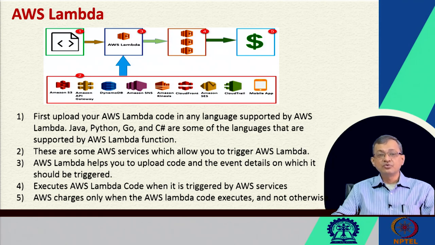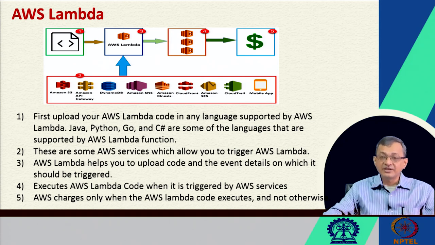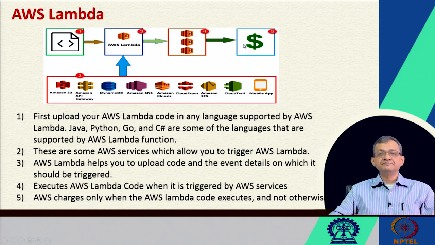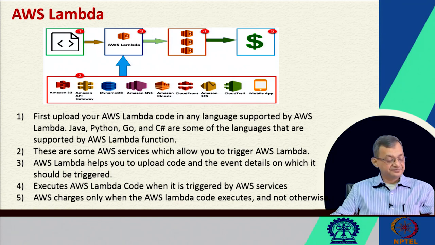AWS charges only when AWS Lambda executes code. The charging is done, and the billing happens, only whenever AWS Lambda executes the code, not otherwise. That means whenever it is not triggered and not executing, it is not charged.